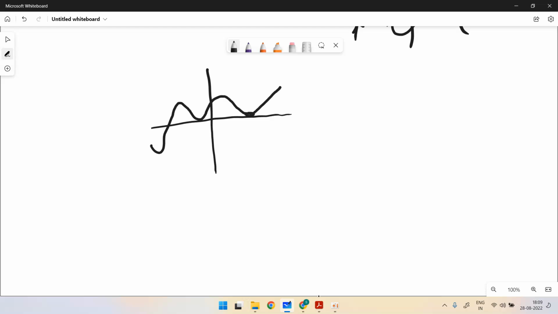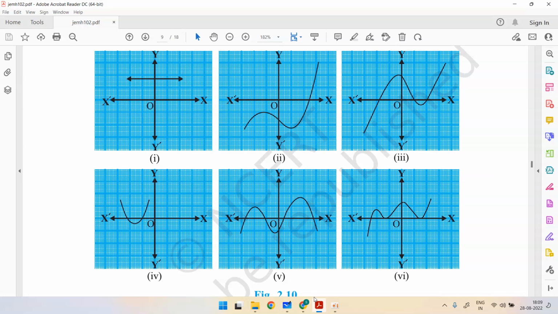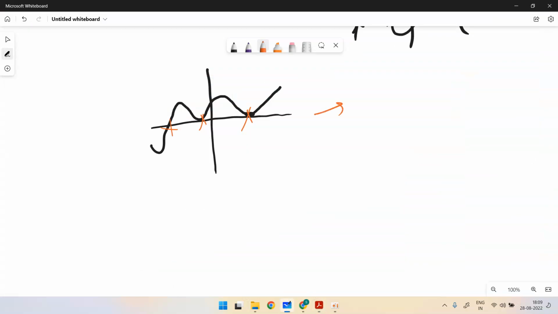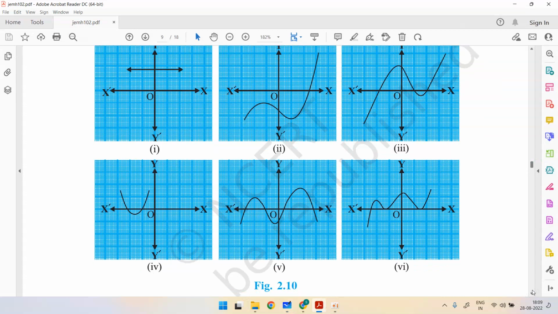Just touching here. So the graph crosses or intersects the x-axis at 3 points. So the number of zeros will be 3. This exercise is over.